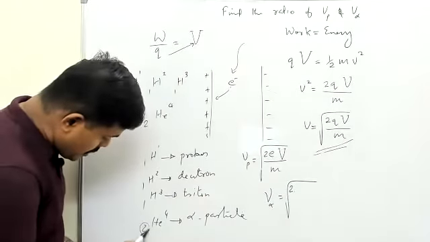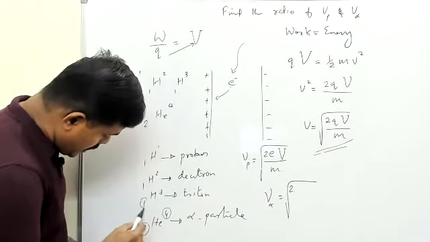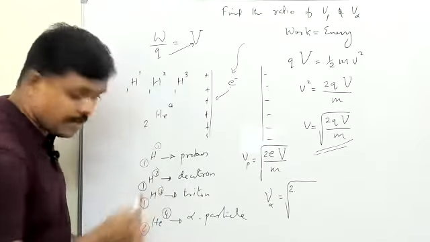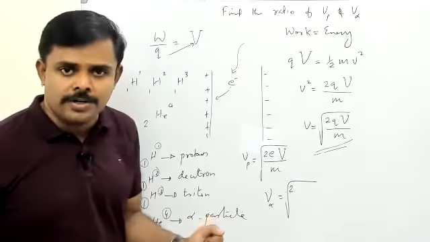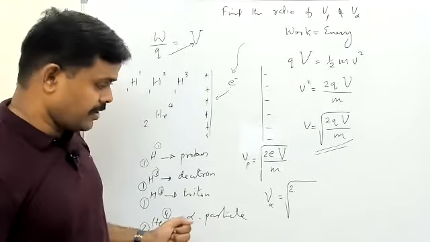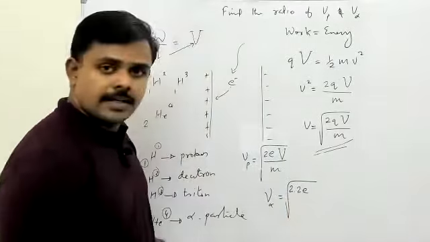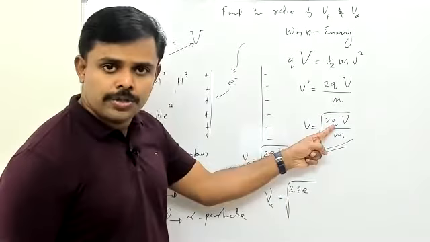This is the charge number. This is the mass number. Charge number is the number of protons. Right. So for the alpha particle, I should write 2E, because the charge of the alpha particle is 2 times E.